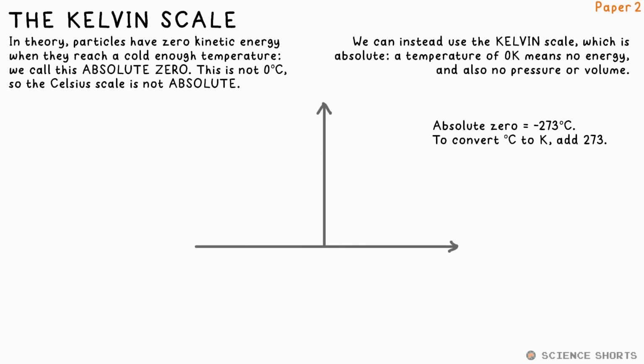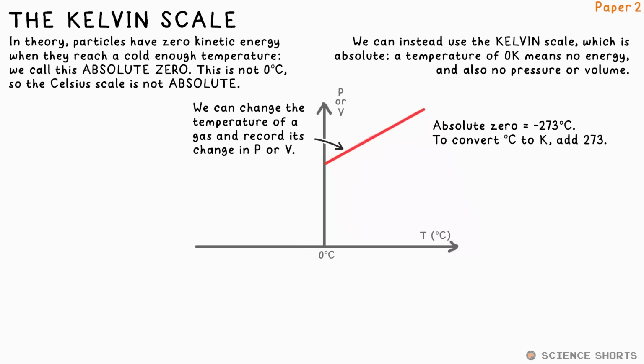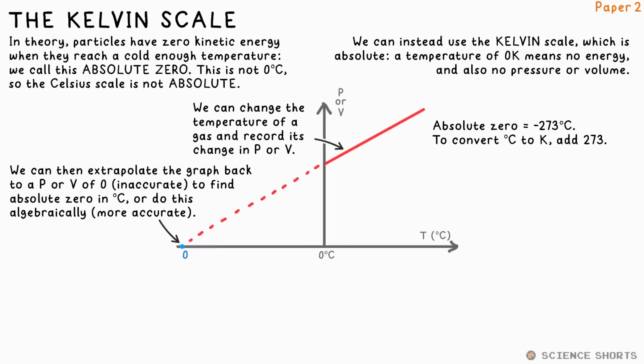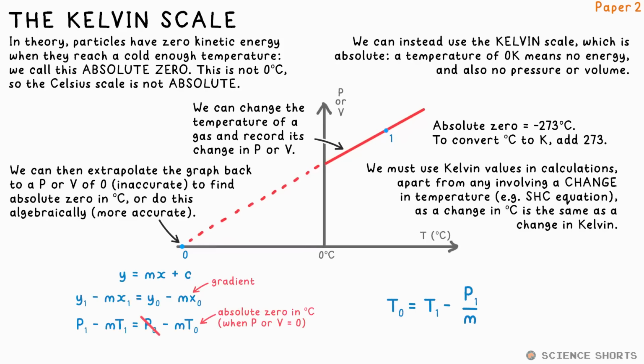Particles can be cooled to almost absolute 0, but even if you don't have the kit to do this, we can still cool a gas and measure the change in pressure at a constant volume, or change the volume at a constant pressure. Plotting pressure or volume against temperature in degrees Celsius, we end up with a straight line. Extrapolating this to where it meets the x-axis, a pressure of 0 is absolute 0. Doing this by hand isn't very accurate as it's a long extrapolation, so it's better to do this algebraically.